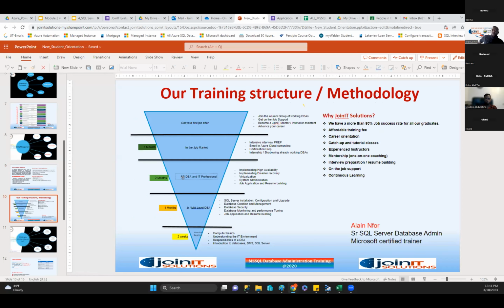So now, let us just go through this real quick, right? Our training structure and methodology at JoinIT. Within the first 2 weeks of the training, it is absolutely free. So we consider everybody as an absolute beginner. It is within these first 2 weeks that we build you that foundation. We get you into the student mode where you understand that you need to learn.